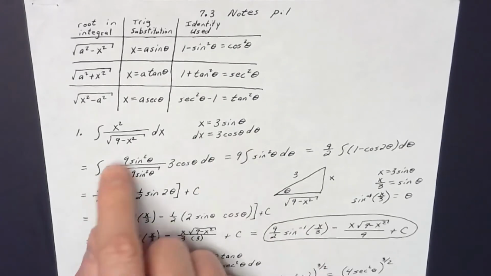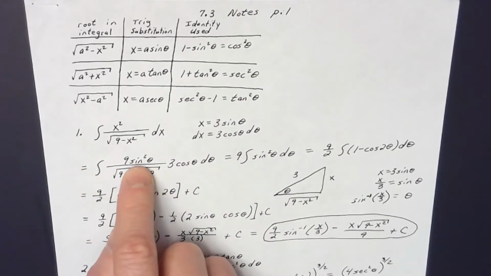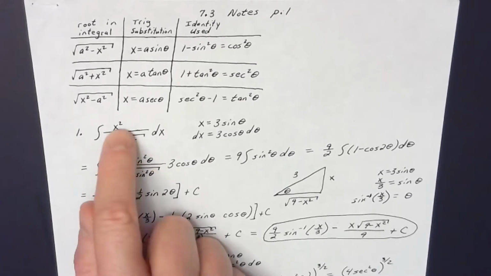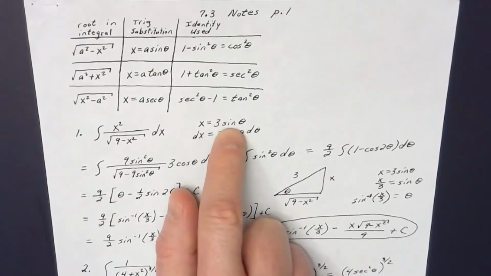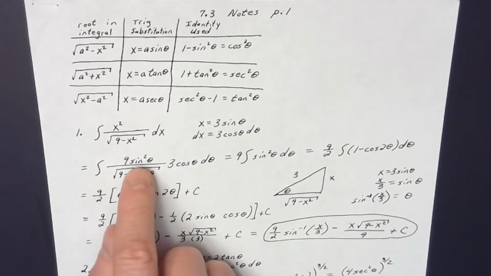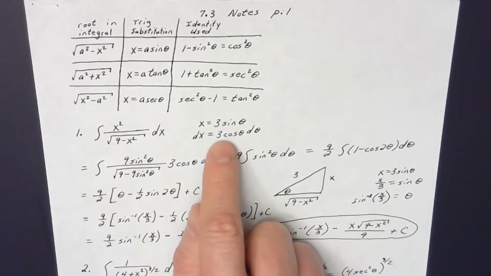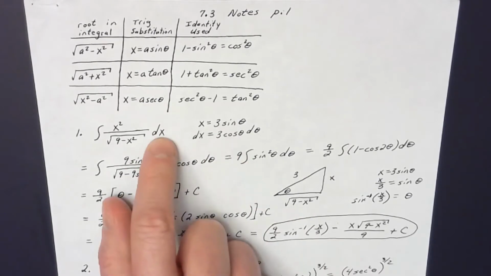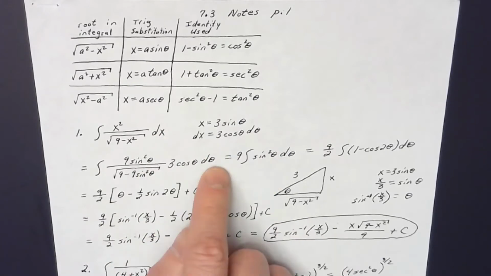Okay, so now I come down here. This is the integral of, notice that numerator is different. Well, it's different because the numerator was x squared. I also had to go back here and say, well, if x is equal to 3 sine theta, then x squared is 3 sine theta quantity squared, which is 9 sine squared theta. So I have my numerator in there. My denominator, well, actually, first I'll talk about my dx. My dx became 3 cosine theta d theta.